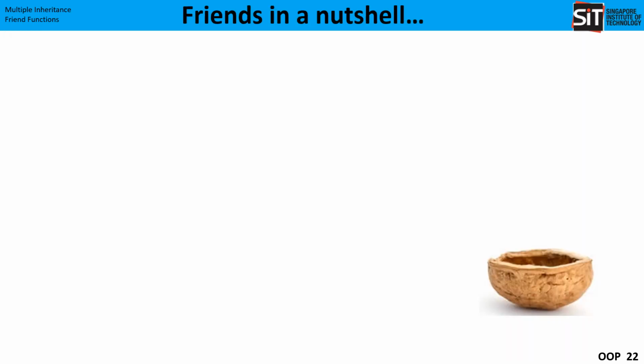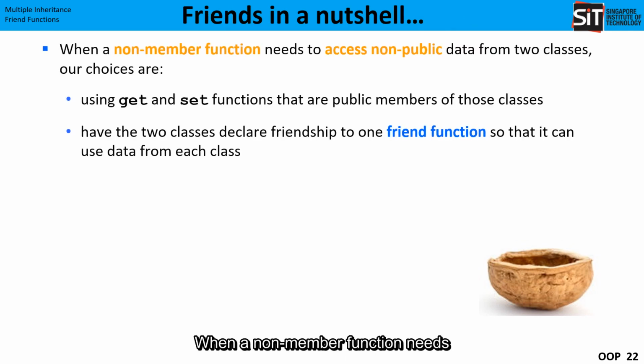Friends, in a nutshell. When a non-member function needs to access the non-public data from two classes, our choices are, first, using get and set functions that are public members of those classes. Or second, have the two classes declare friendship to one friend function so that it can use the data from each class.